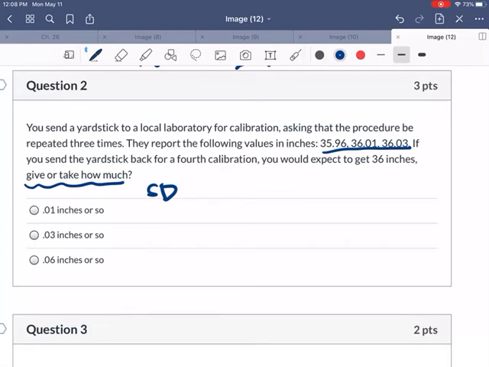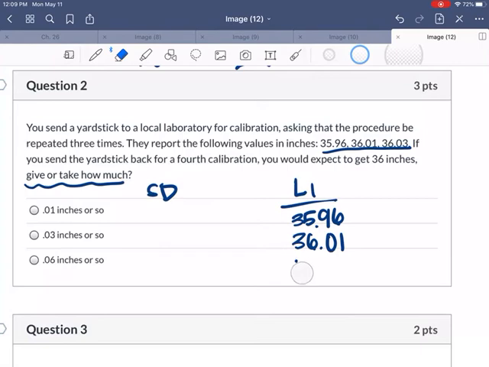Okay, give or take how much, that's asking for the standard deviation. In later chapters, it would be asking for the standard error. But right now, yes, we are given how many samples, but we're not given a large number of samples, so we can't calculate our standard error, just a standard deviation. So all we need to do is find the standard deviation of this list.